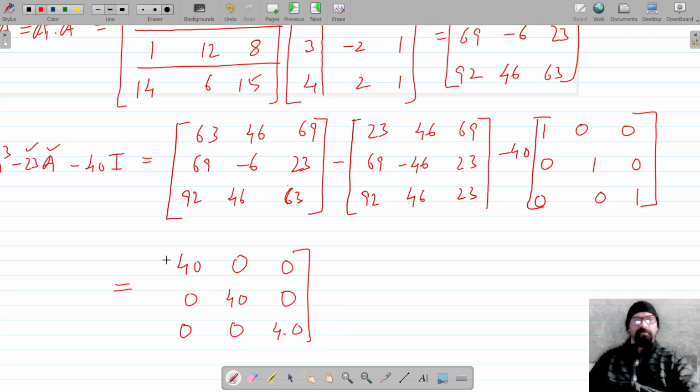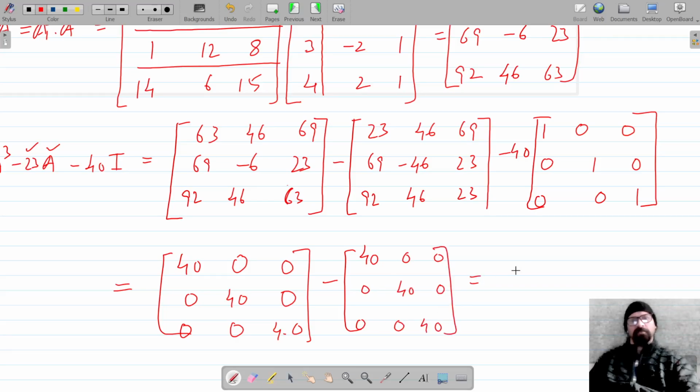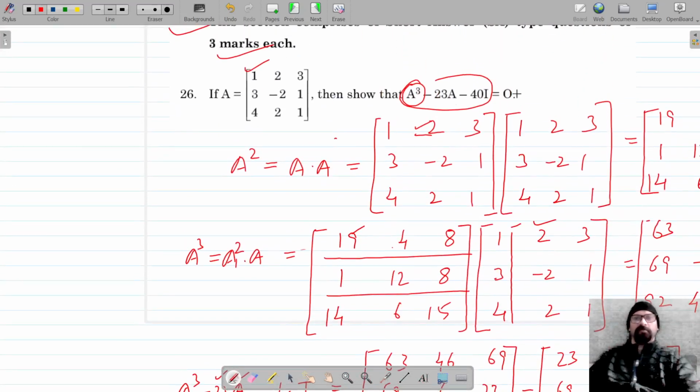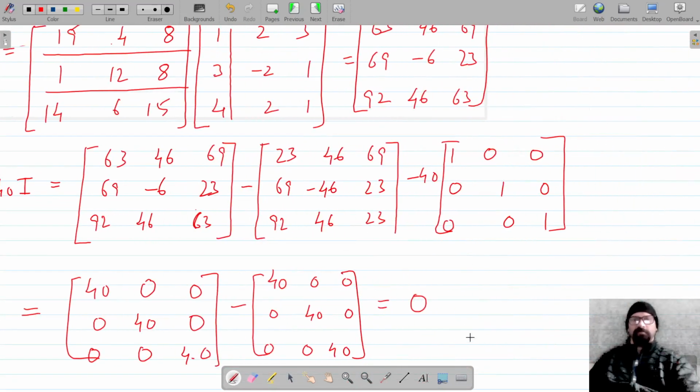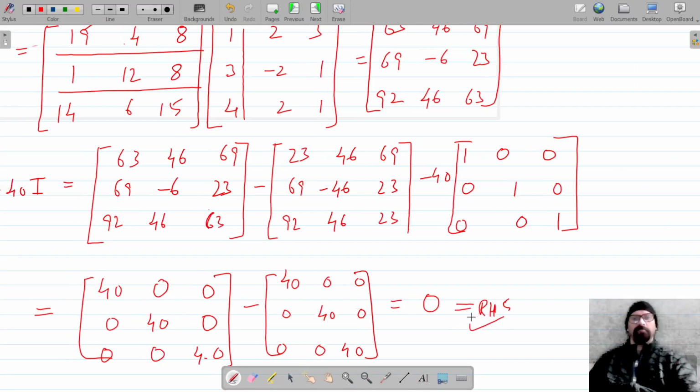Okay. So 40, 0, 0, and this is now multiplied by 40 becomes 40, 0, 0, 0, 40, 0, 0, 0, 40, and this comes out to be a null matrix. So this is equal to RHS. So hence this is verified.